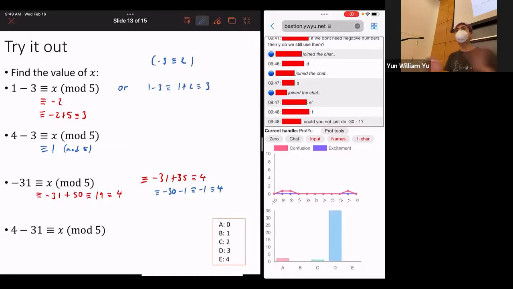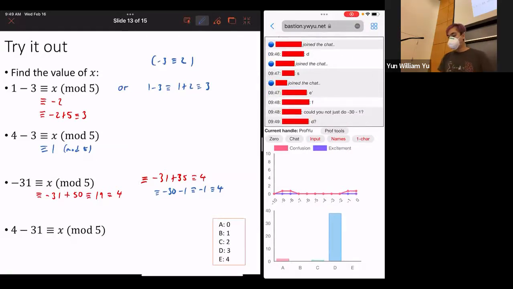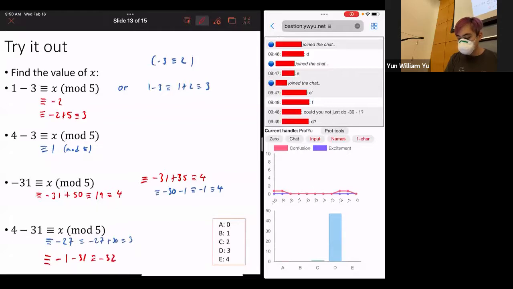Okay, yeah, and so there are a couple different ways of doing this one. So let's start with the very simplest way, which is this is equivalent to minus 27, which is equivalent to minus 27 plus 30, which is equivalent to 3. Another way of doing this, sort of like the way that the commenter suggested a moment ago, is this is also equivalent to minus 1 minus 31, which is equivalent to minus 32, which is equivalent to minus 30 minus 2, which is equivalent to 3.